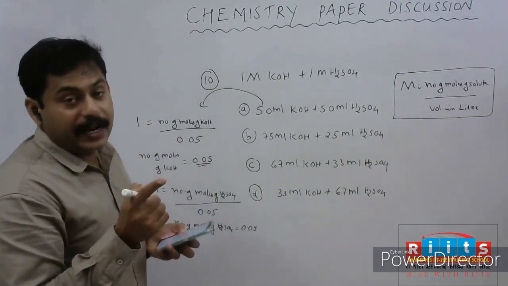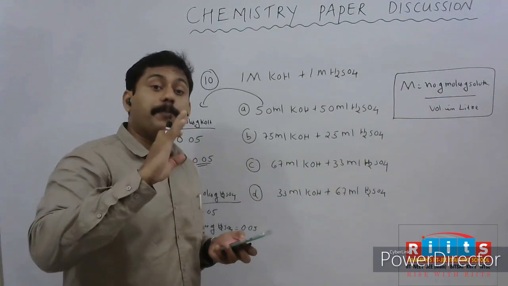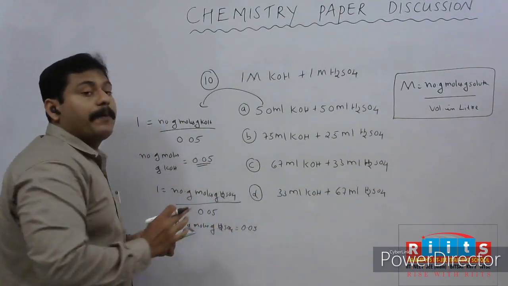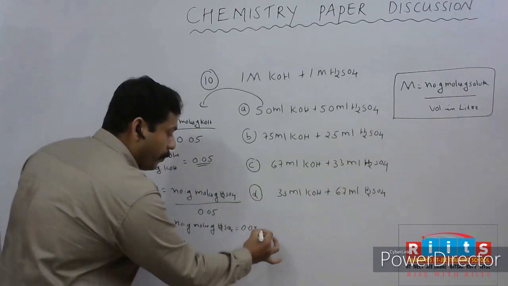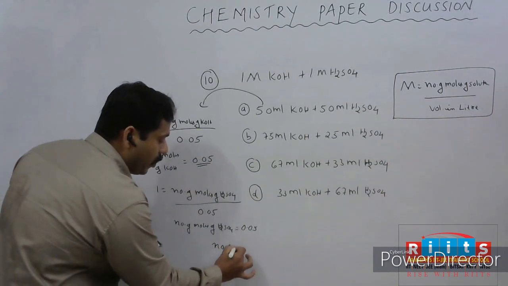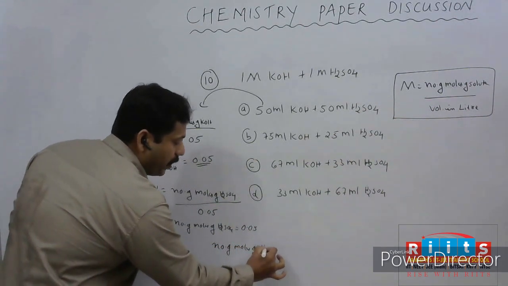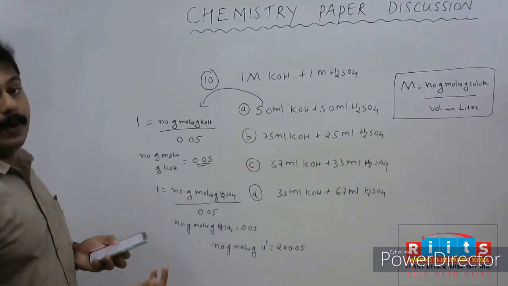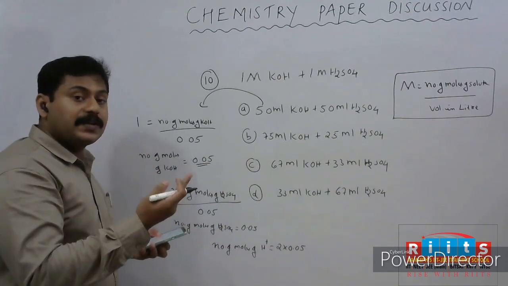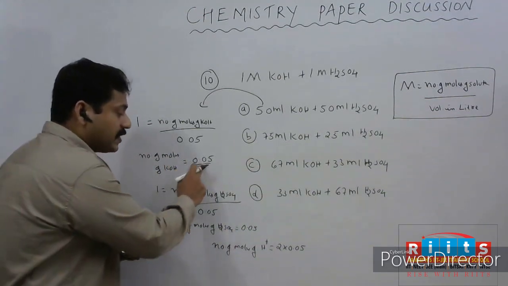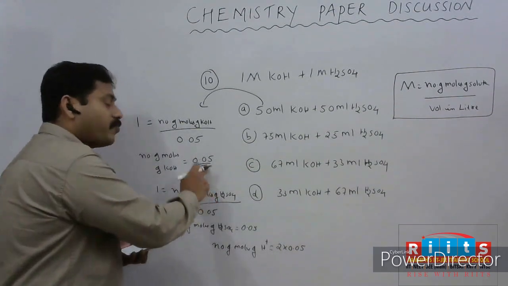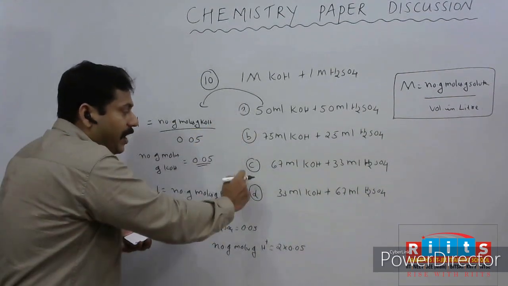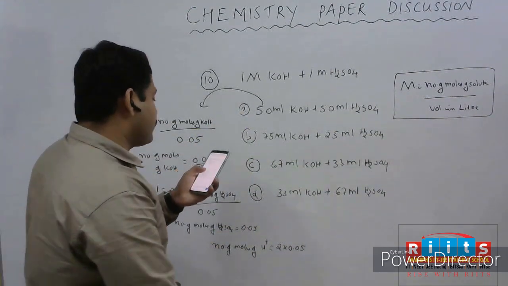But don't forget that 1 mole of H2SO4 will produce 2 moles of H plus only, right? So for 0.05 moles of H2SO4, the number of moles of H plus will be 2 into 0.05 only, because it is double the number. Now, which is the limiting factor? This is a large quantity, this is the smallest quantity, right? The smallest quantity will determine the factor there. Similarly, you can find it for each option. The correct answer they are telling is C only.